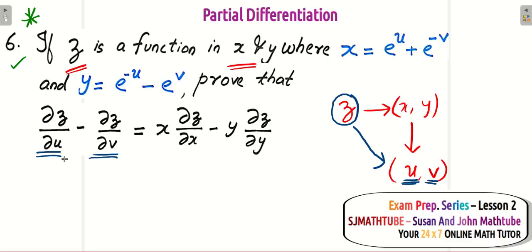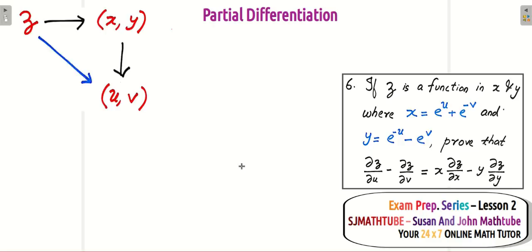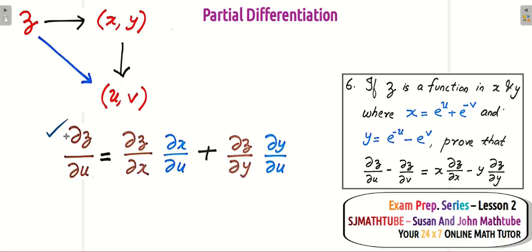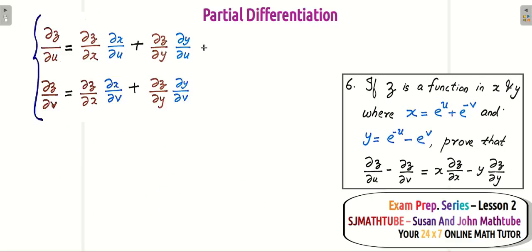So let's start. And as always, I'll keep the question on the right side of the screen. If you want, you can read it once or twice. And let's start. So we have a function in xy and xy in uv. So we're going to find this and this. Okay, that's it. So I have the formula. Now let's start. Now look at this. Z is a function in x and y. That is all we know about Z. We don't know the function.